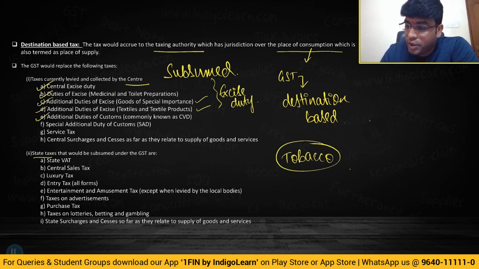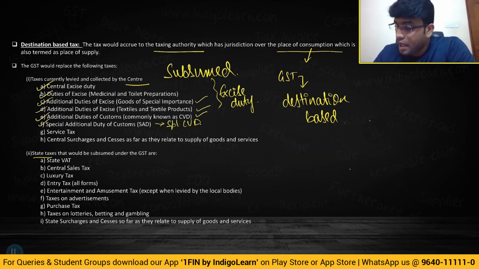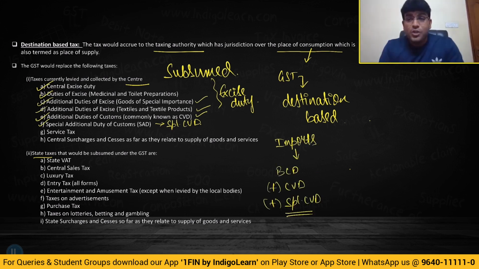Next. Additional duties of customs known as CVD. Special additional duty, this will be technically called special CVD. Now, an interesting point I'll tell you guys, friends, whenever we talk about imports. Prior to GST law, when we were doing imports, we used to pay BCD plus CVD plus special CVD. Why was this CVD charged? CVD stands for countervailing duty, guys. Now, what is this countervailing duty?